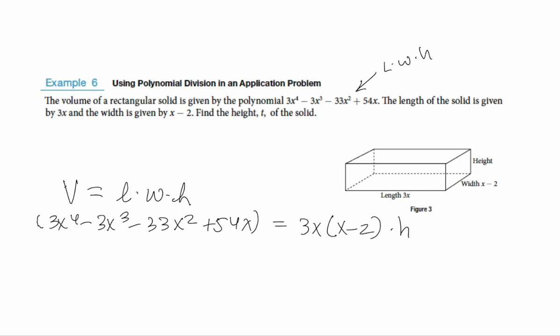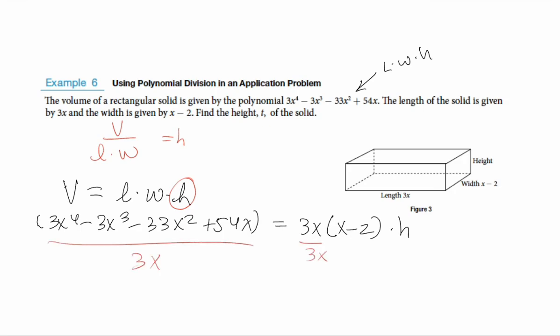Now, going back to algebra, if we wanted to find the height, wouldn't that just be the volume divided by the length and the width? We'd have to divide off the length and the width, right? So we just have to divide both sides by 3x and x minus 2. Now let's do the 3x first.